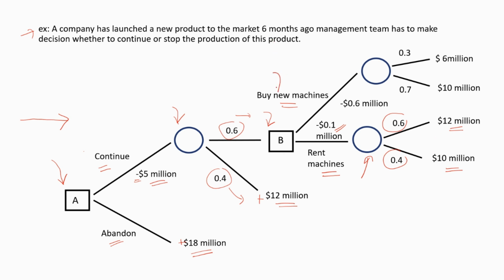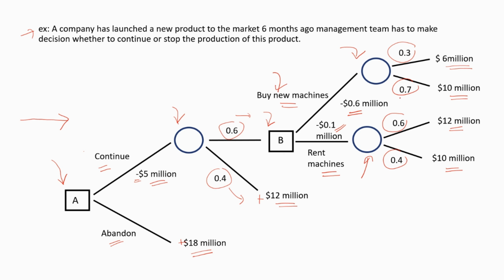If we decide to buy new machines, there will be a $0.6 million cost, and there will be an outcome here. There are two outcomes. With 0.3 probability, we will make 6 million. With 0.7 probability, we will make 10 million. This is how we read the decision tree. And also from left side to right side, we draw a decision tree.